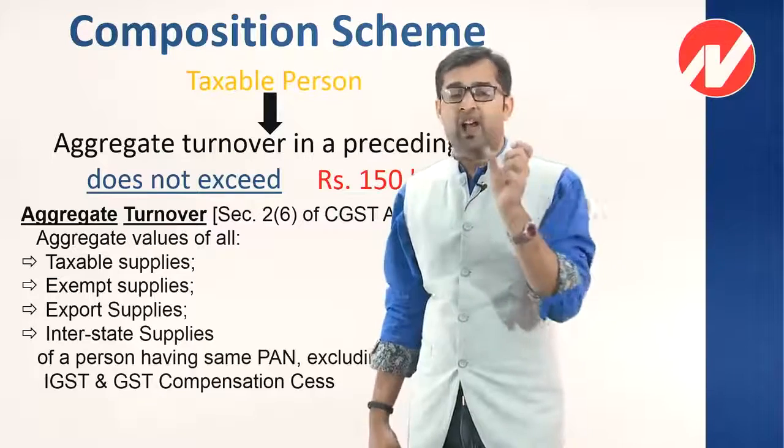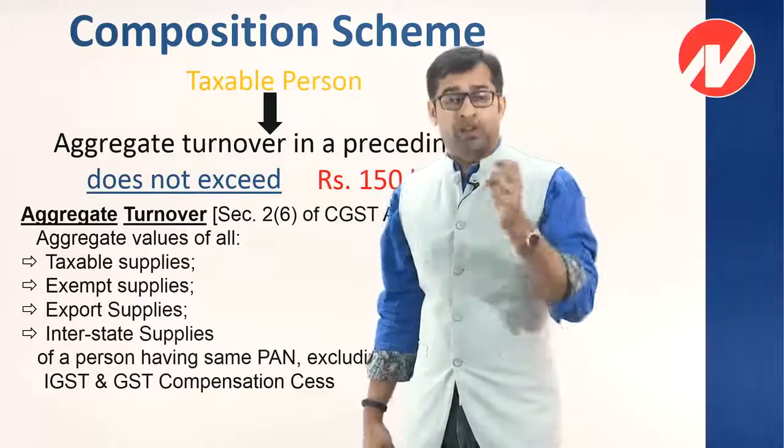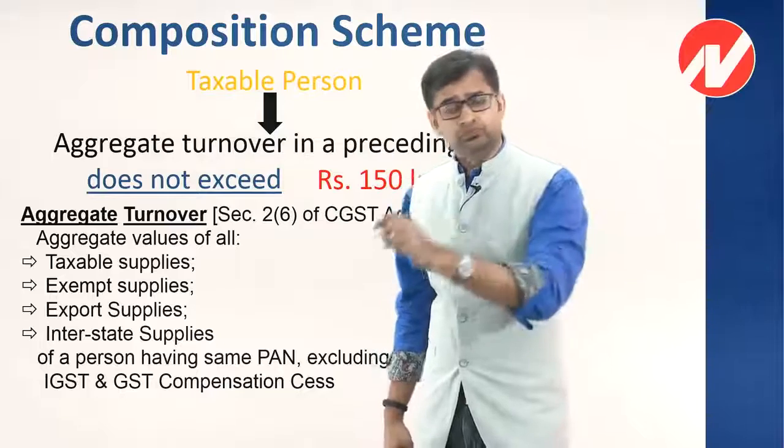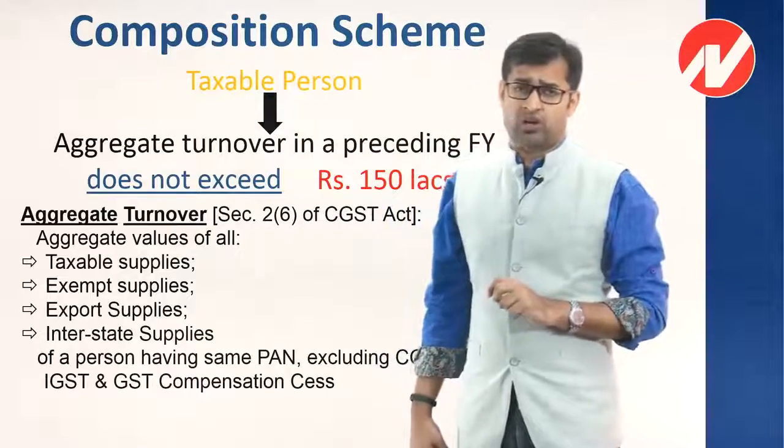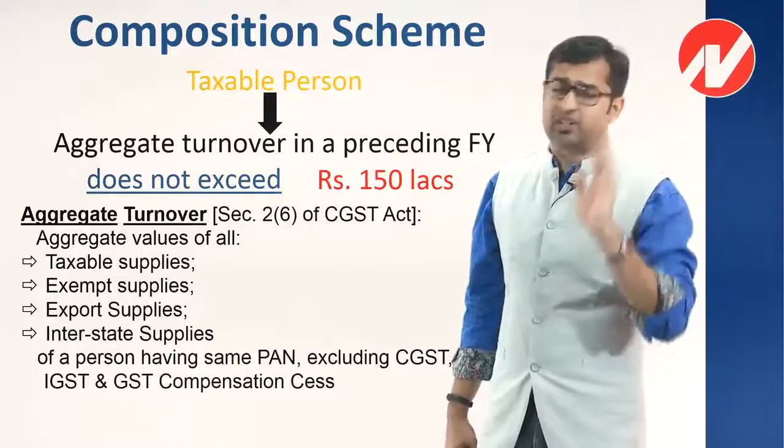कंपनी एक ही है, कंपनी का नाम है ABC. शोरूम एक गुजरात में है, दूसरा महाराष्ट्र में है. गुजरात शोरूम का टर्नओवर काउंट करो, महाराष्ट्र शोरूम का टर्नओवर काउंट करो, and put them together, and if that amount exceeds 150, I am straight away out.